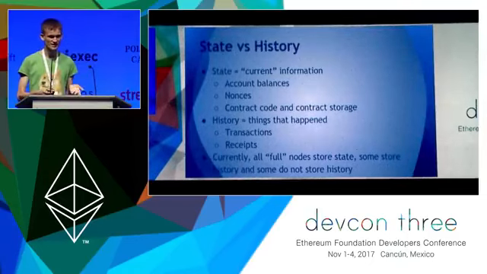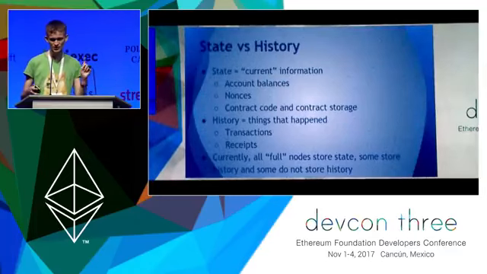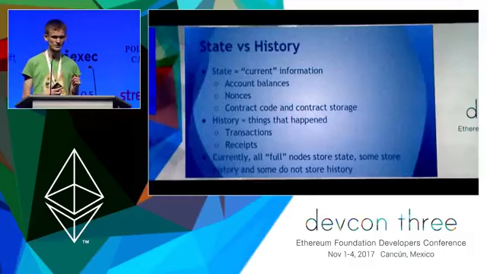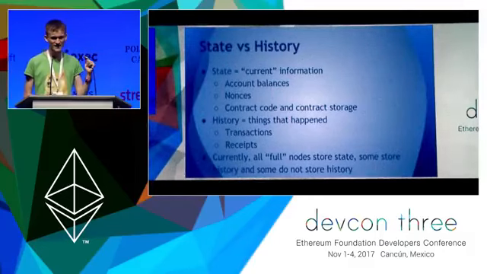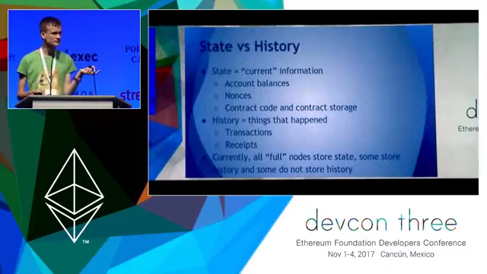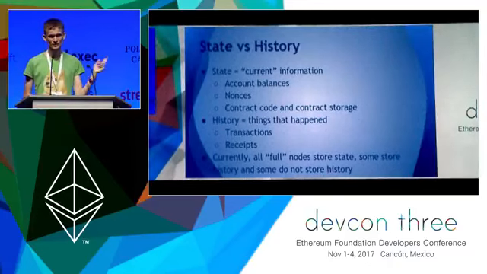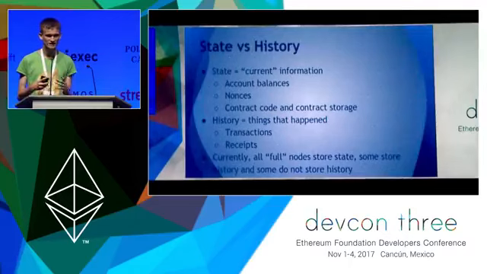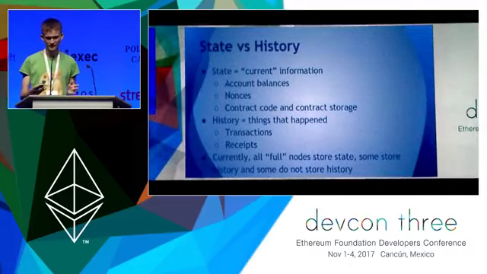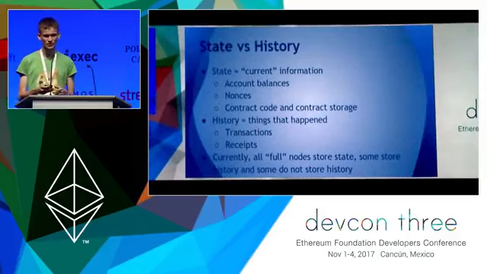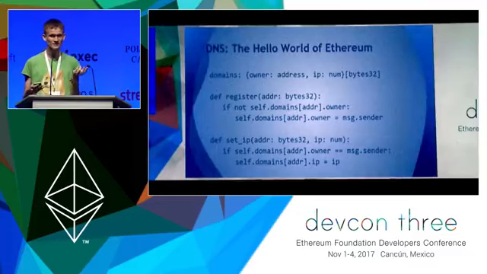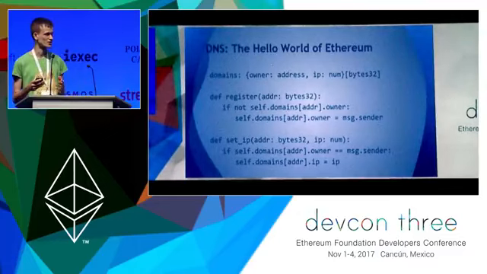So first of all, you have the account balance. So how much ether does the account have? You have the nonce, which is basically a counter that gets used for replay protection. And you have the code of the contract, if that account is a contract, and you have the contract storage. And contract storage is this kind of mini database that any contract on the Ethereum blockchain can use. So in this case, the mapping of domains to who owns the domain and what the IP address is would actually get stored in contract storage.